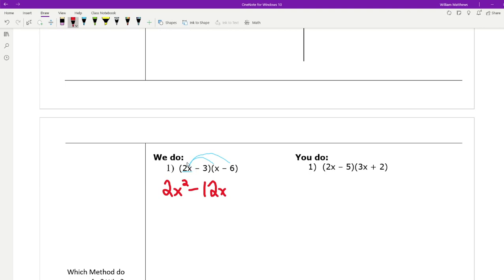Now, as we see, our first term has been distributed to each of the other terms. We can move on to the next term, our negative 3. Now when I distribute this, I have negative 3 times x, which is negative 3x. Then I have my negative 3 times my negative 6, which will leave a positive 18.